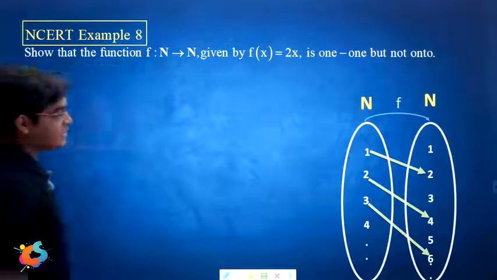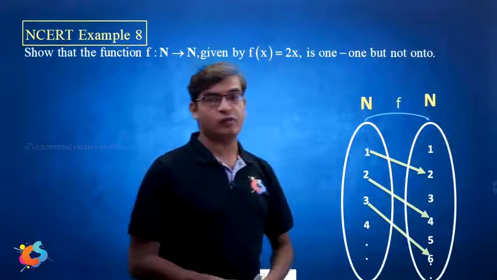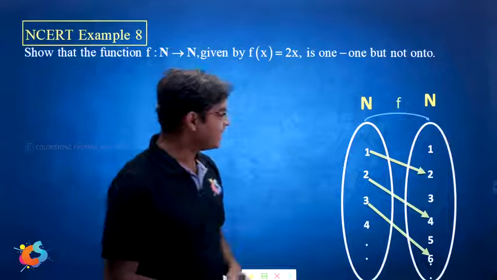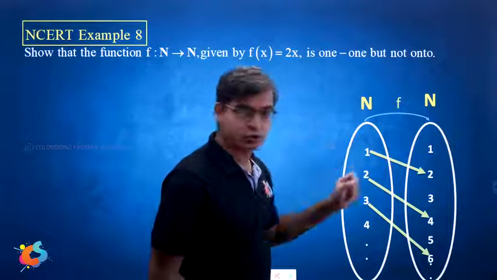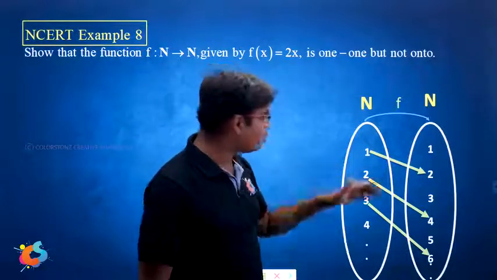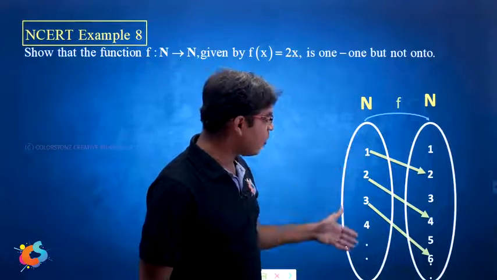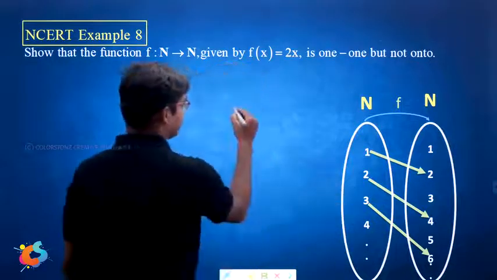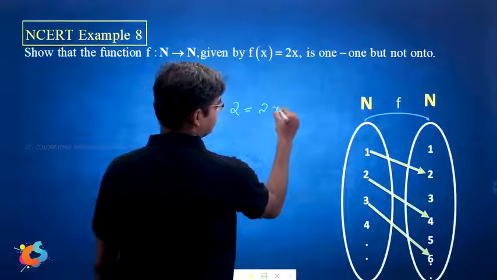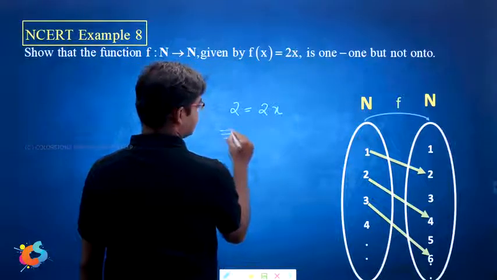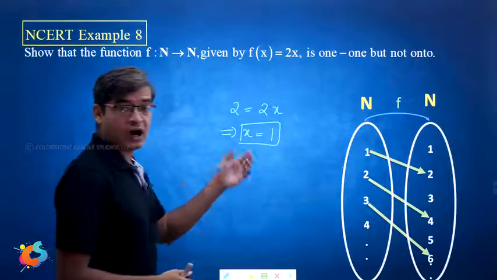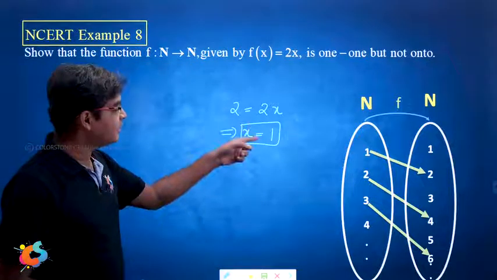Now, just by seeing this set diagram, is this a 1-1 function? To say if it is a 1-1 function or not, let us see. 1 has its image 2 and I am sure that no other natural number on taking twice of it, you will get 2. Isn't it? Right? So y is equal to 2, this is equal to 2x, implies x is equal to 1. So there is no other number doubling which you will get 2.